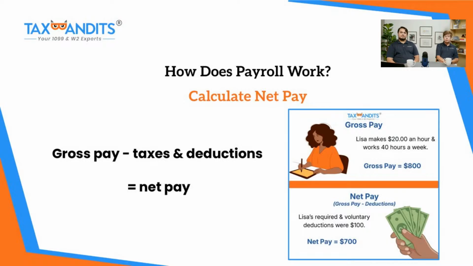So how do you calculate your net pay? You're going to take your gross pay, you're going to subtract your taxes and deductions, and that's going to equal your net pay. Keep in mind, taxes are required. They're going to be deducted based on how the employee fills out their withholding form. Deductions are normally not mandatory. That is something the employee is going to choose if they want to have deducted or not.